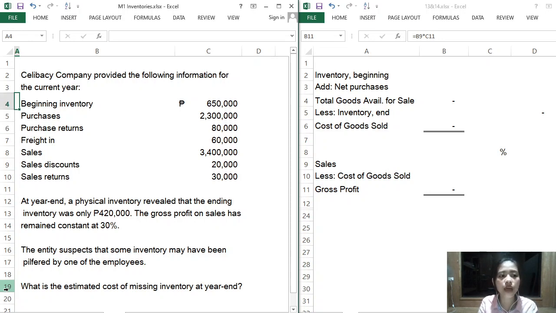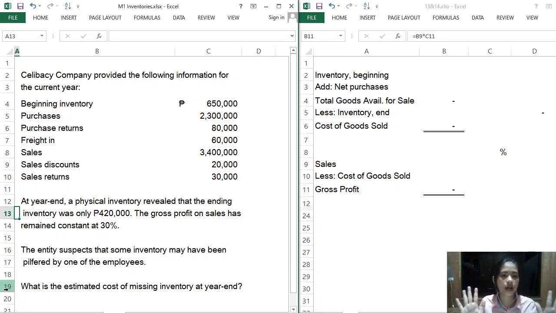Okay, Celebacy Company provided the following information for the current year. So, we have here some balances. At year-end, a physical inventory revealed that the ending inventory was only 420,000. Now, we have this gross profit on sales, which is constant at 30%. The entity suspects that some inventory may have been pilfered by one of the employees. So, I think may mga embezzlements or theft na nangyayari sa loob ng kumpanya. And we need to provide an estimate kung sakto lang ba na 420 dapat ang maiwan doon sa warehouse or sa bodega natin.